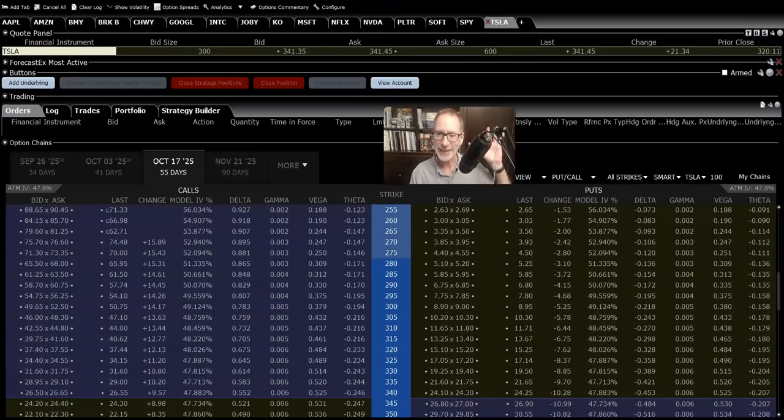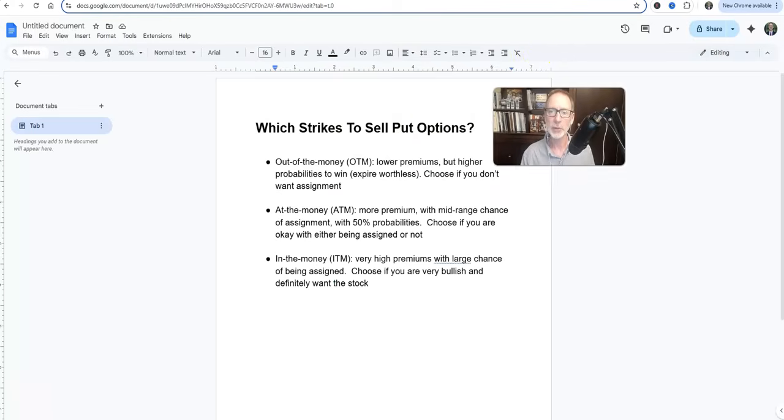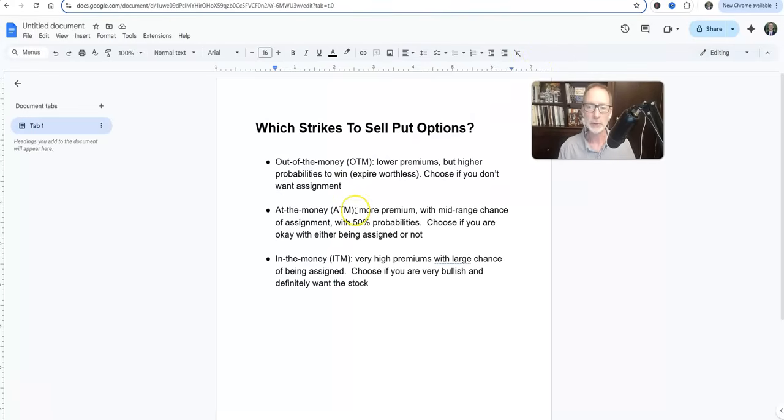All right, that's it. Let's go back to the Google Doc again real quick here. So choose your poison. Which strike do you want to choose? The out of the monies give you a lot of cushion for directional error, gives you less of a chance of getting assigned, but you're going to get less cash up front. At the monies is the middle of the road. You know, there's like a 50-50 chance that the stock will finish above or below that strike price, but you'll get more money when you sell them. And then in the monies, you're going to get a lot of money up front, but there's a really high chance that you'll get assigned at expiration unless the stock really goes higher like you thought it would. So you got to figure out what you want to do.